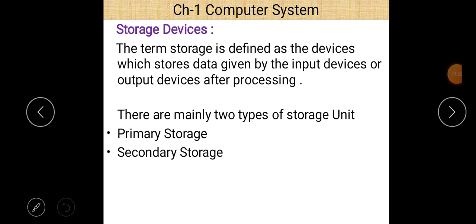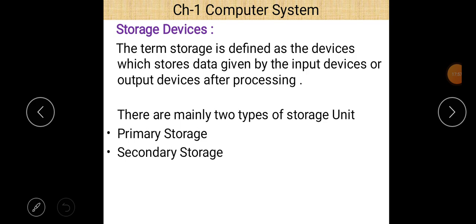Next is storage devices. The term storage is defined as the devices which store data given by the input unit or input devices or output devices after processing. There are mainly two types of storage units: primary storage and secondary storage. We can divide storage into two broad categories. Primary storage is basically a volatile storage, and secondary storage is permanent storage or non-volatile storage.